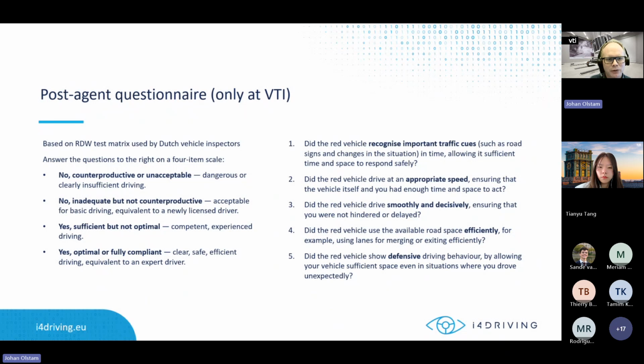And that one we tried to use here, and then we asked 5 different questions from this test matrix. If they think that the red vehicle recognized important traffic cues such as road signs and changing situations, if it drove at the appropriate speed, if it drove smoothly and decisively, if it used the available road space efficiently, helping out in merging and so on, and if it showed defensive driving by allowing your vehicle sufficient space, even in situations where the participants maybe drove unexpectedly or pushed.